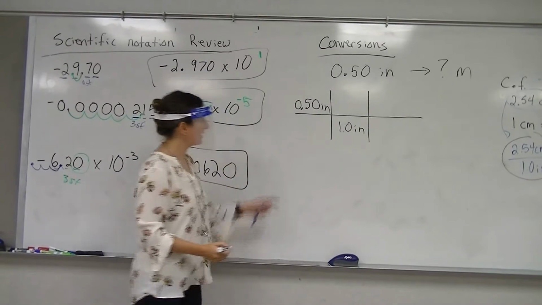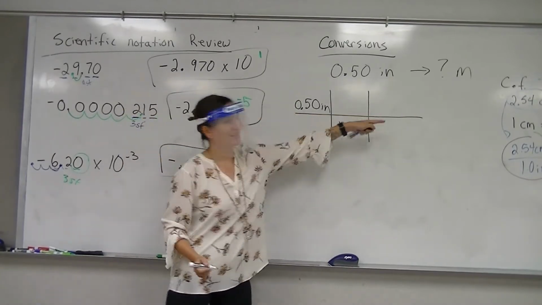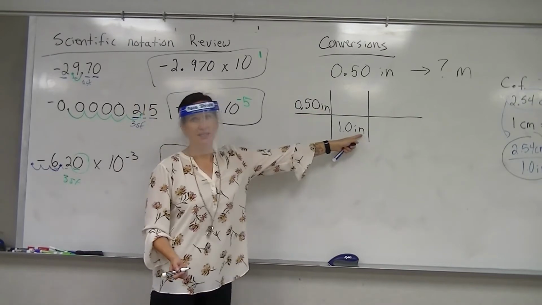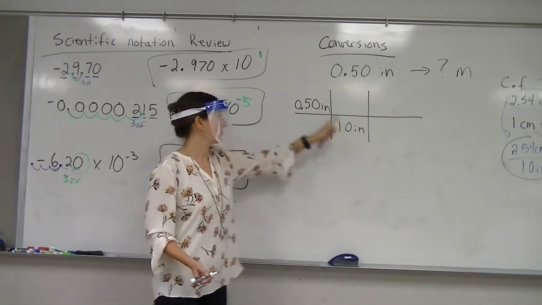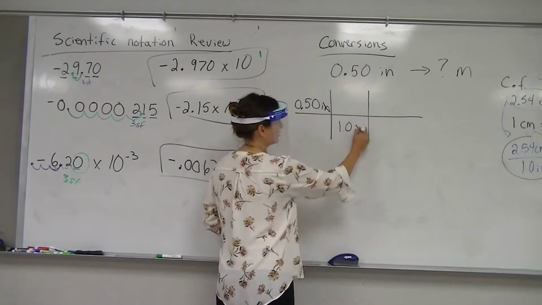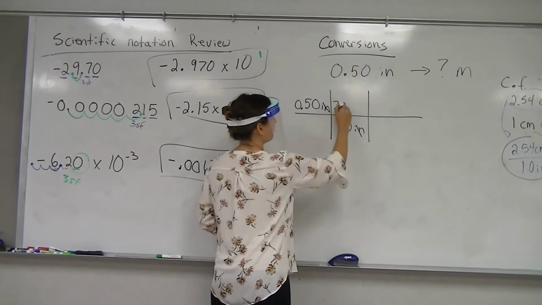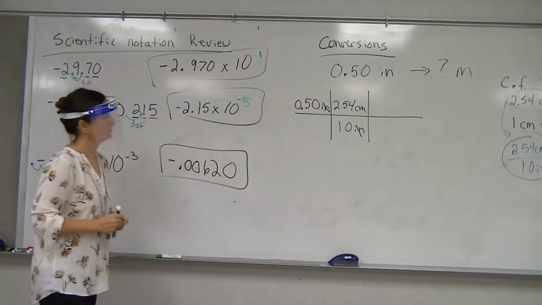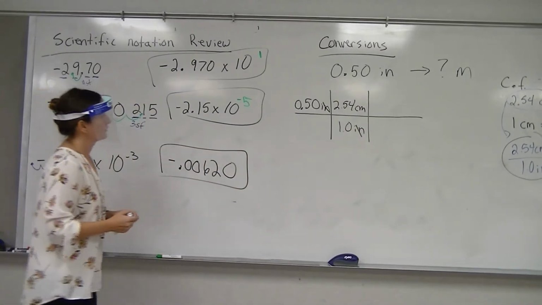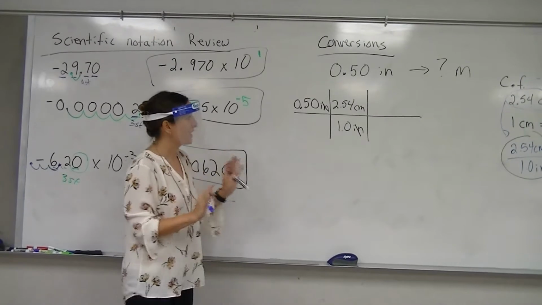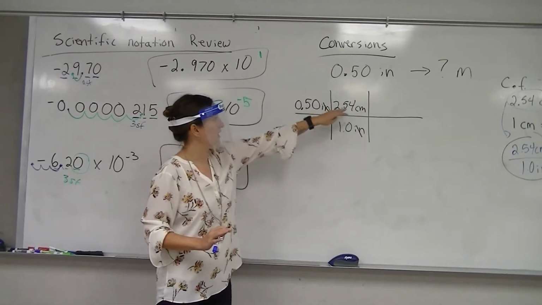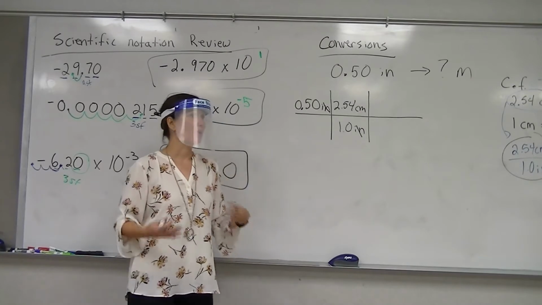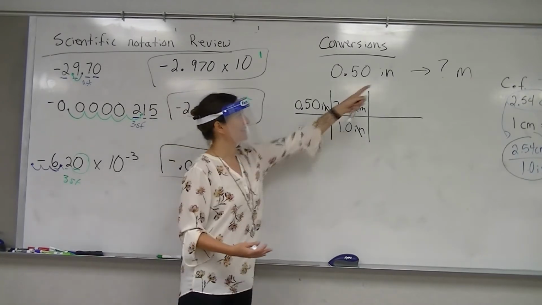The reason why is this horizontal line, that's a division line. So I'm taking inches and dividing by inches, which means they're going to cancel. By having it on the bottom, I can get rid of the inches. That means the 2.54 is going to go on the top. If I stopped here, if I did 0.5 times 2.54 divided by 1, I would be in centimeters. But I don't want to stop, because I need to get into meters.